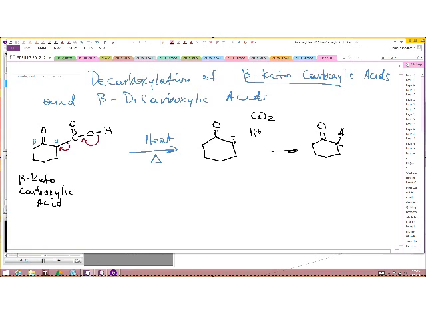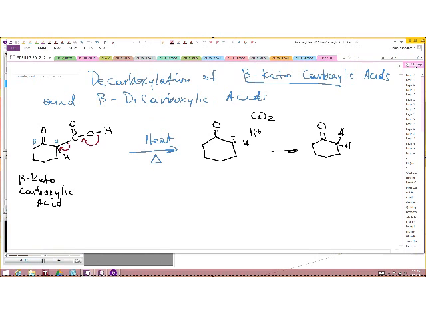Of course, don't forget that we have hydrogen here to start with. There was hydrogen here. Okay? So what does it tell us? Anytime you have a beta keto carboxylic acid and you apply heat, what happens? You form a ketone. You form a ketone, because you are going to lose carbon dioxide, simply spitting out carbon dioxide. And this hydrogen here now comes to the alpha position. This is what it is here.